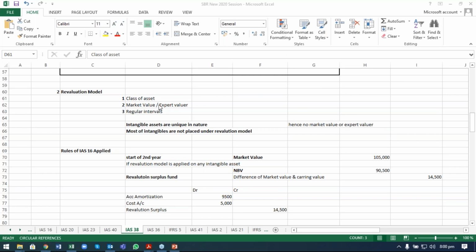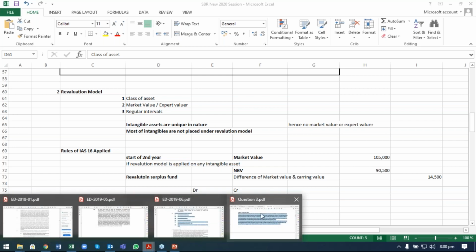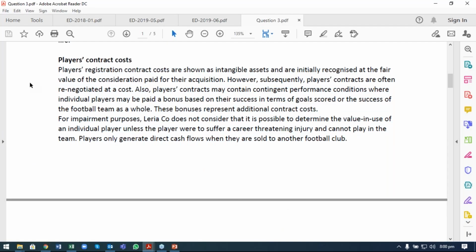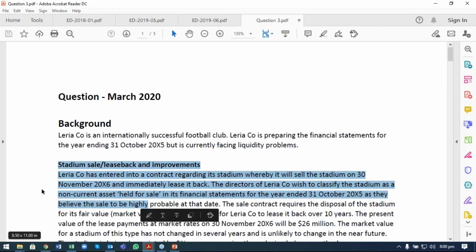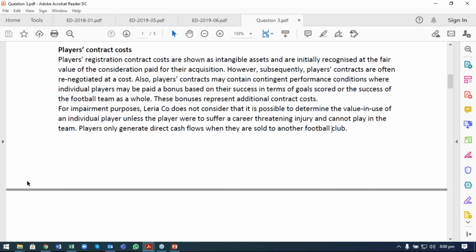So we have studied the IAS 38 criteria. Now moving to our question. I hope no one has any further questions. So I'll be moving to, oh sorry, we need to discuss the stadium question. First we were discussing why we include the contract of a player as an intangible asset. I hope everyone has understood that the contract is for the services of the employee. That's why we have to account for it under the IAS 38 standard.